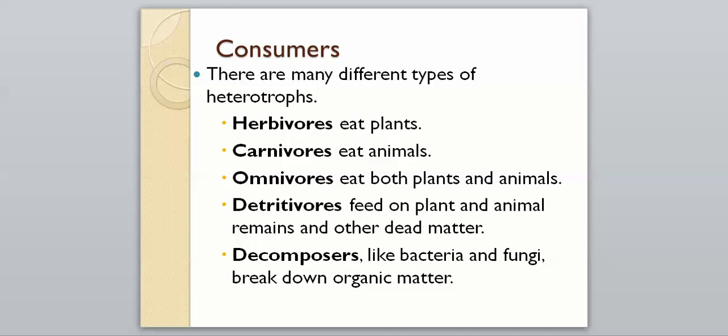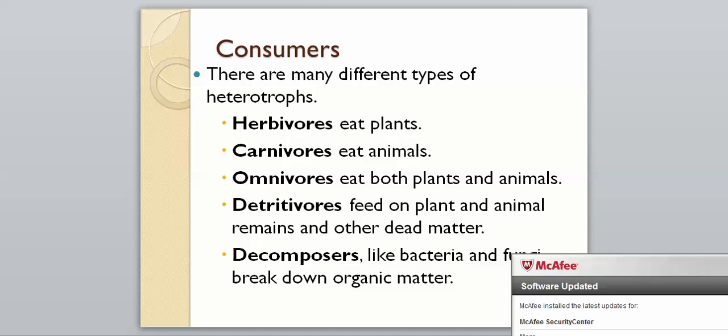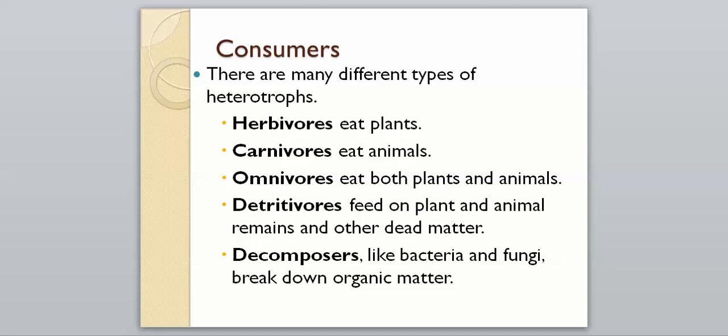There are many different types of heterotrophs. The first are herbivores, and they eat plants. Carnivores eat animals. Omnivores eat both plants and animals. Hopefully you've heard of maybe those first three. So herbivores, plants; carnivores, animals; omnivores, both plants and animals. That's what humans would be.